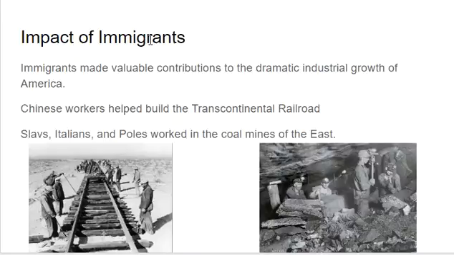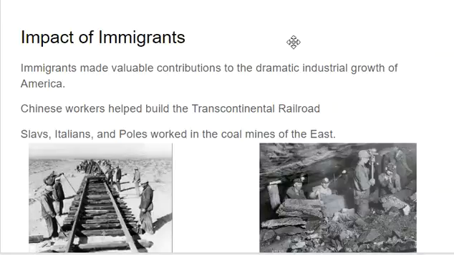And the impact on immigrants. So immigrants made valuable contributions to the dramatic industrial growth of America. So remember, during the 1800s, the United States, we're doing very, very well. We're one of the wealthiest countries in the world. We did have the Civil War, but only the South was hurt after the Civil War. Remember, the southern states, the Confederacy, they were poor, they had no money, but in the western United States, the Midwest, the Northeast, America was making a lot of money. Immigrants were a big part of that, and they contributed to the industrial growth.